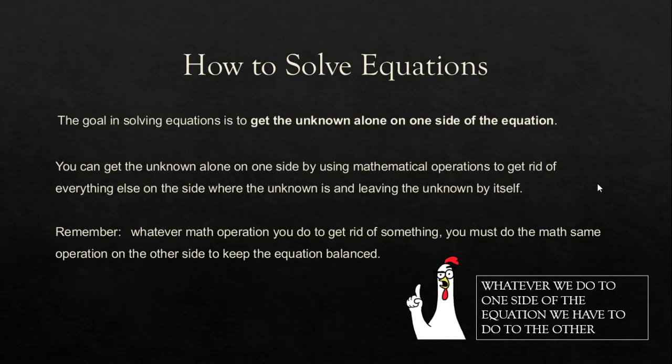So the biggest thing to remember is whatever math operation we do to get rid of something on one side, we must do the exact same operation on the other side to keep our equation balanced. So we always say whatever you do to one side, you have to do to the other. And I'll probably repeat this multiple times throughout this video, but that's the biggest thing to remember. Otherwise, we risk the integrity of the equation, or in other words, it's not going to be balanced anymore.